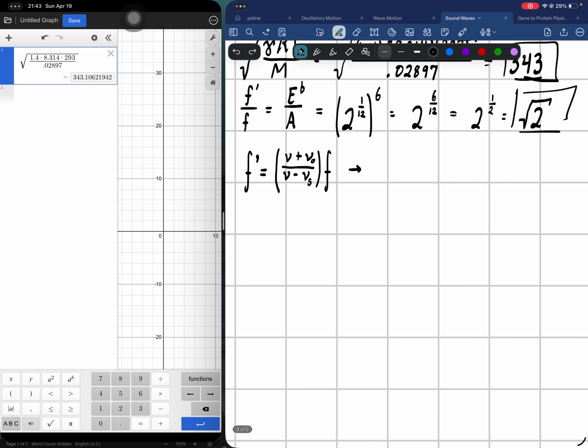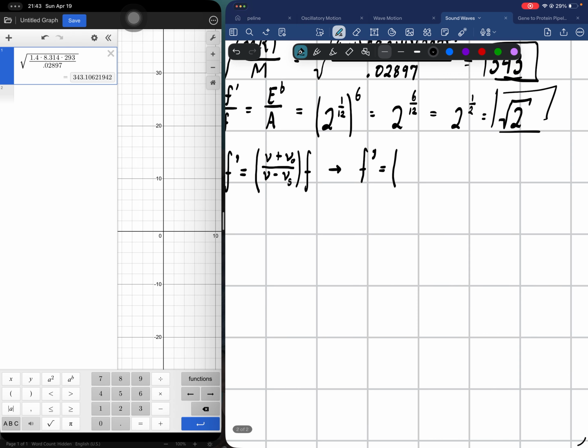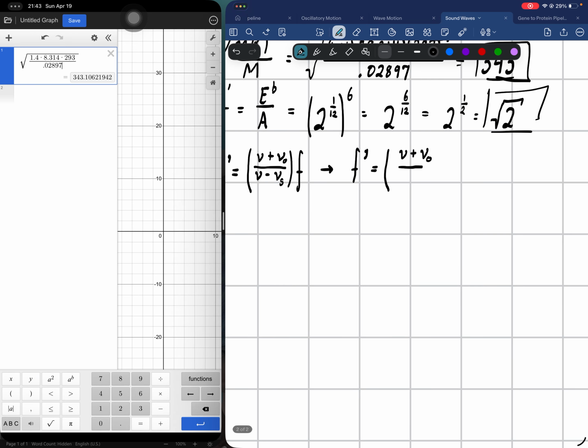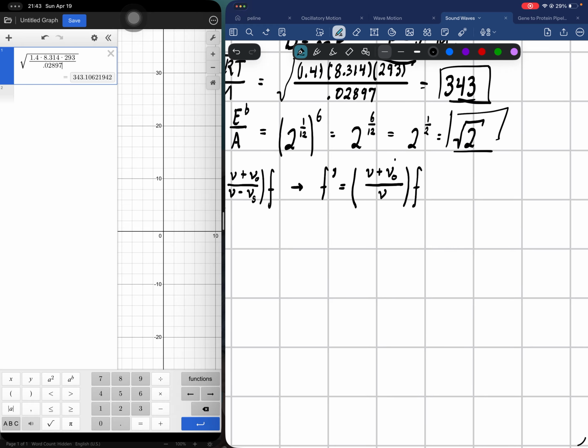So we're going to simplify this to the frequency is equal to speed of sound plus the velocity of Dr. Bissell divided by the speed of sound. All of that is multiplied by the actual frequency. We need the speed of Dr. Bissell, right? This is the one we need to find.